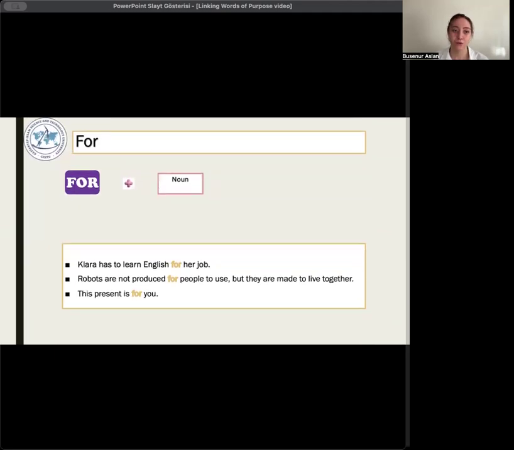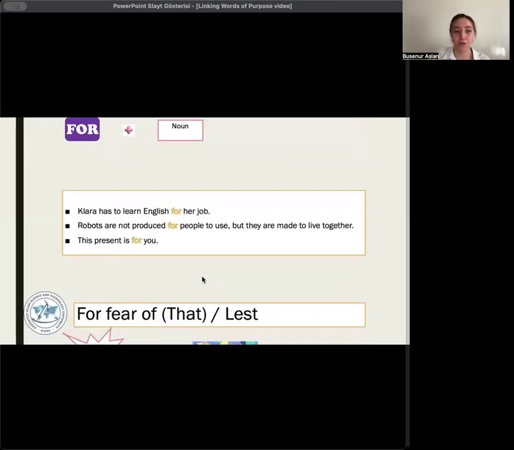Let's look at the structure of for. For works with a noun in giving the meaning of purpose. And of course, there are different usages of for in English, but I added here for plus noun to show the purpose. Clara has to learn English for her job. Robots are not produced for people to use, but they are made to live together. This present is for you. You see the noun formation.